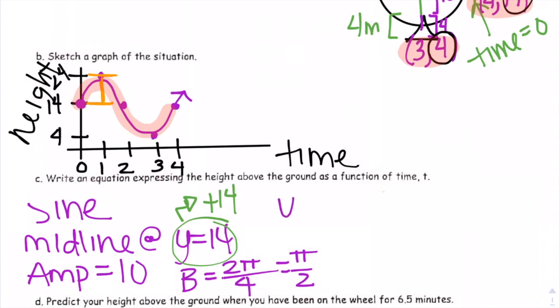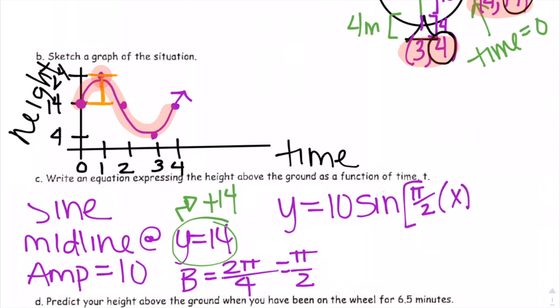So we're going to say y equals, we had a maximum right here first, and so we're going to have a positive a value, so it's going to be positive 10 times sine. There's no phase shift, so we don't have to worry about anything in with the x except for our b value. So it's going to be sine of pi over 2 times x, and then we're moving up 14 because that's where our midline is.